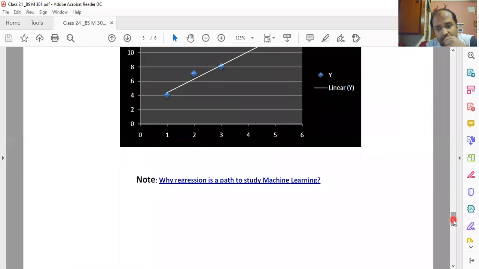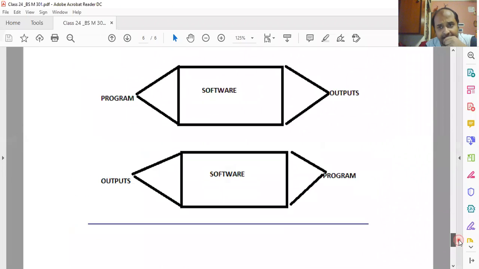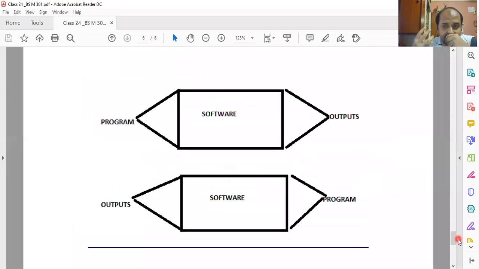Why regression is a path to study machine learning? Briefly, I am saying, what is the basic objective of regression? Initially, we used to feed the software with a program, and the software must give me some sort of outputs. In regression, we do exactly the opposite. We feed the software with the outputs, the observed values, and the software gives us the program, the equation. You can think of the software as a YouTube channel.